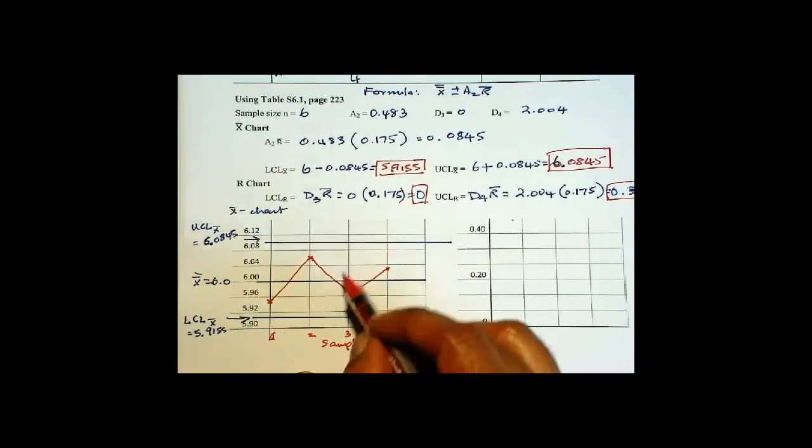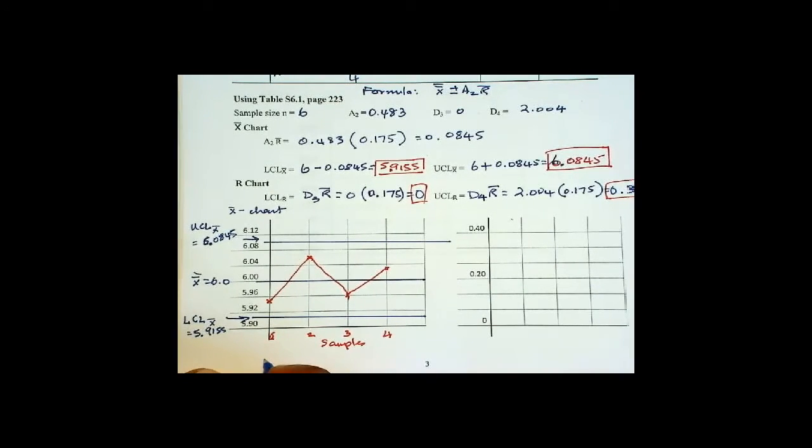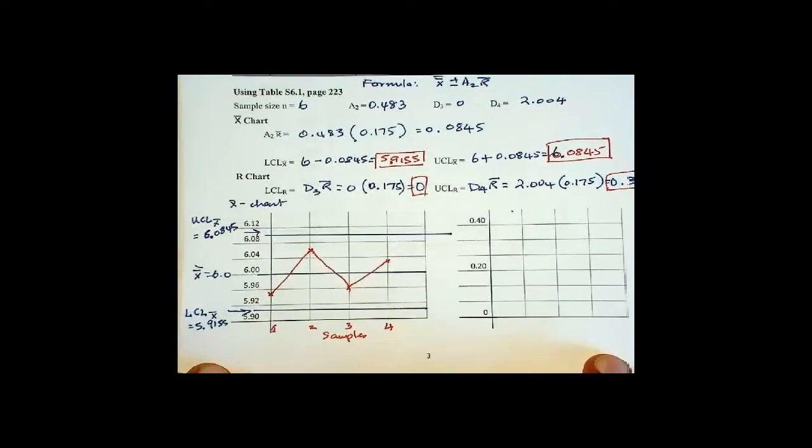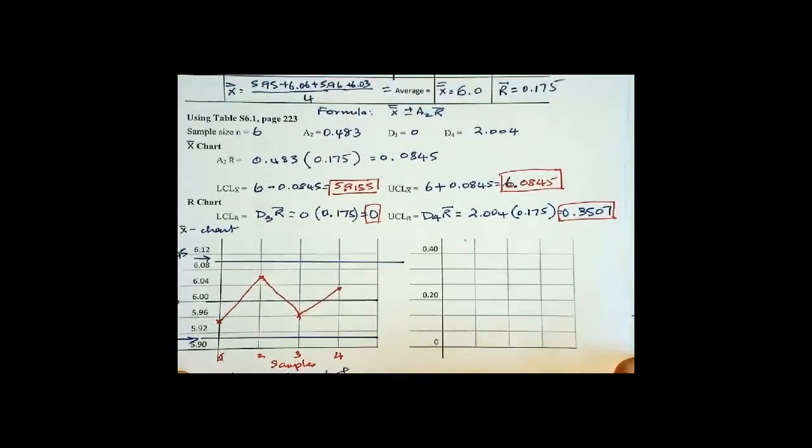Now all the points are within the control limits, so we can say the X bar chart is in control. Usually you will have like 20 or 25 samples, but we want to keep the amount of computations reasonable, so we have only 4 samples. So the X bar chart is in control. Now let's draw the R chart.